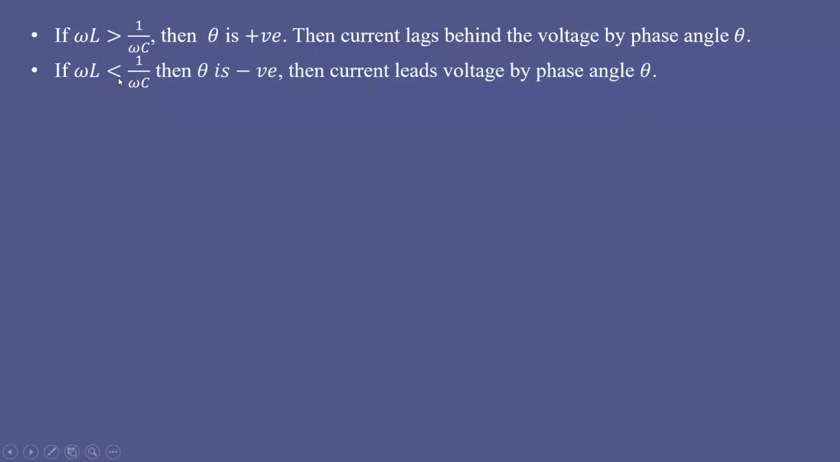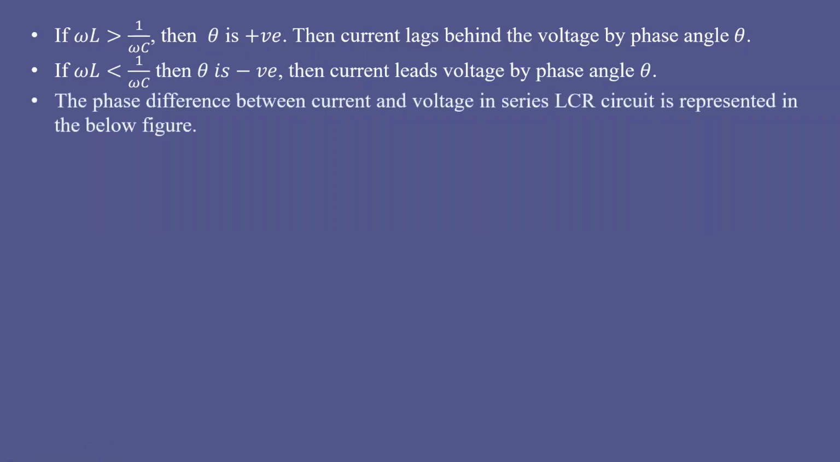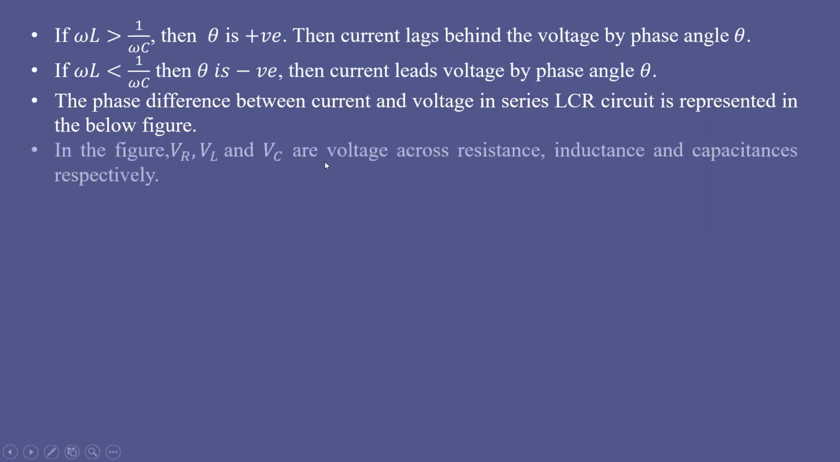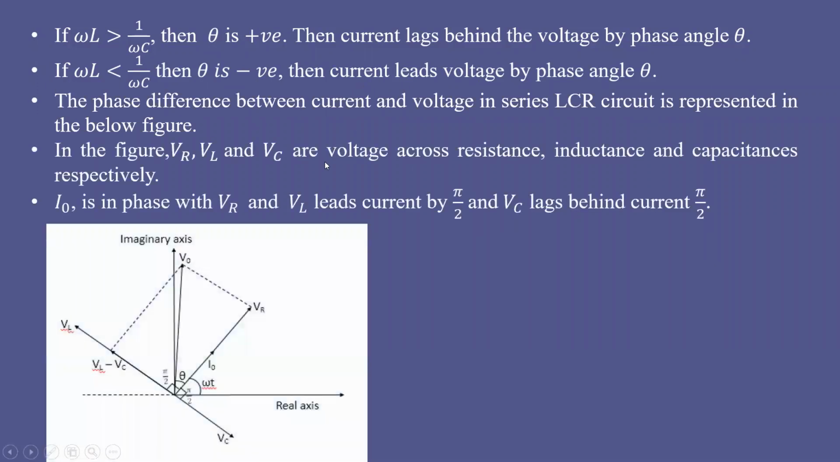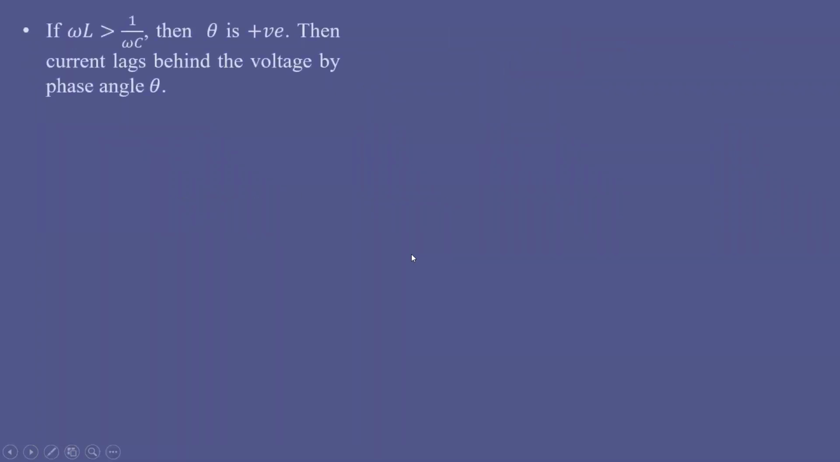If omega L is less than 1 by omega C, then theta is going to be negative. Then current will lead the voltage by angle theta. Remember, when inductive reactance is smaller compared to the capacitive reactance, theta is going to be negative, and then current leads the voltage by phase angle theta. How to represent them in the phasor diagram? So this is the phasor diagram. I will represent it in detail.